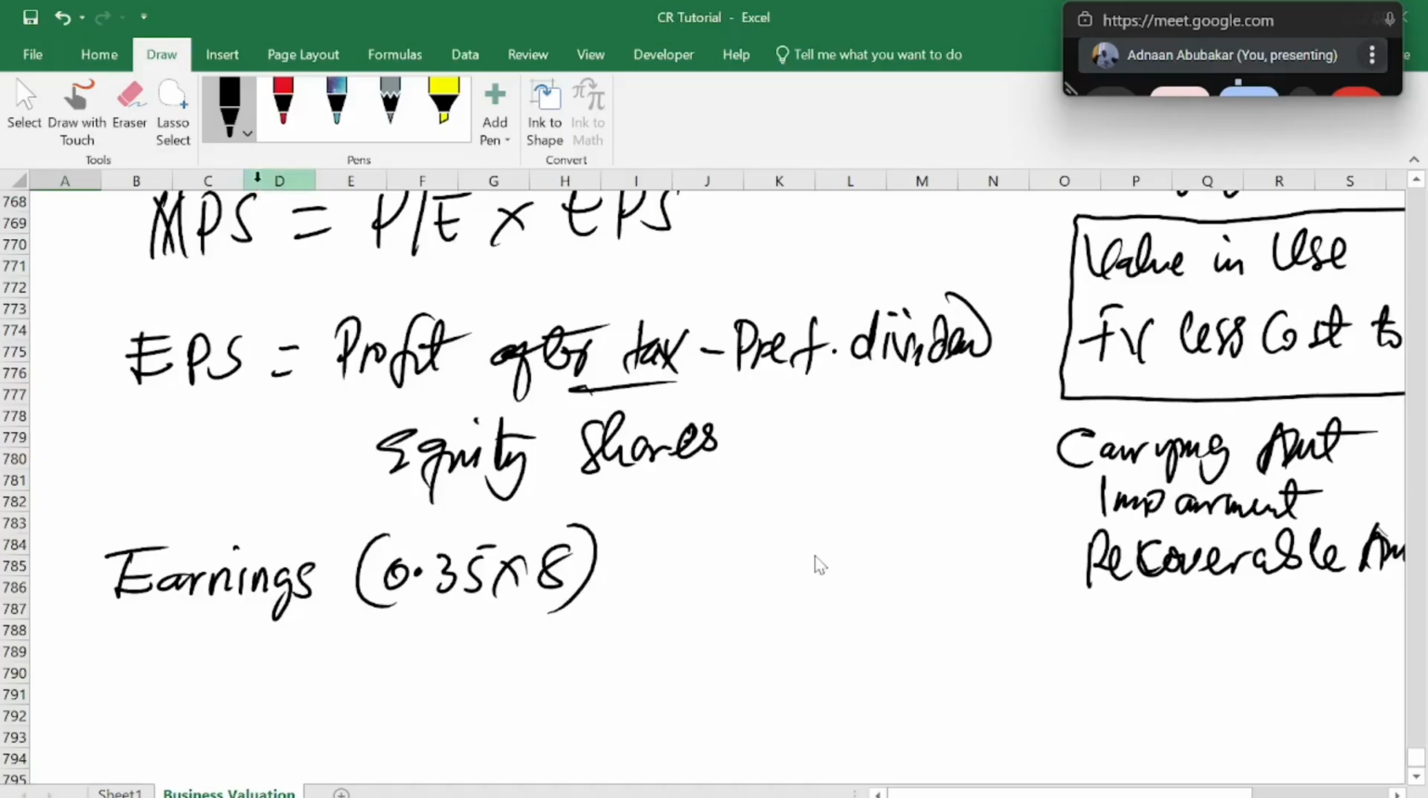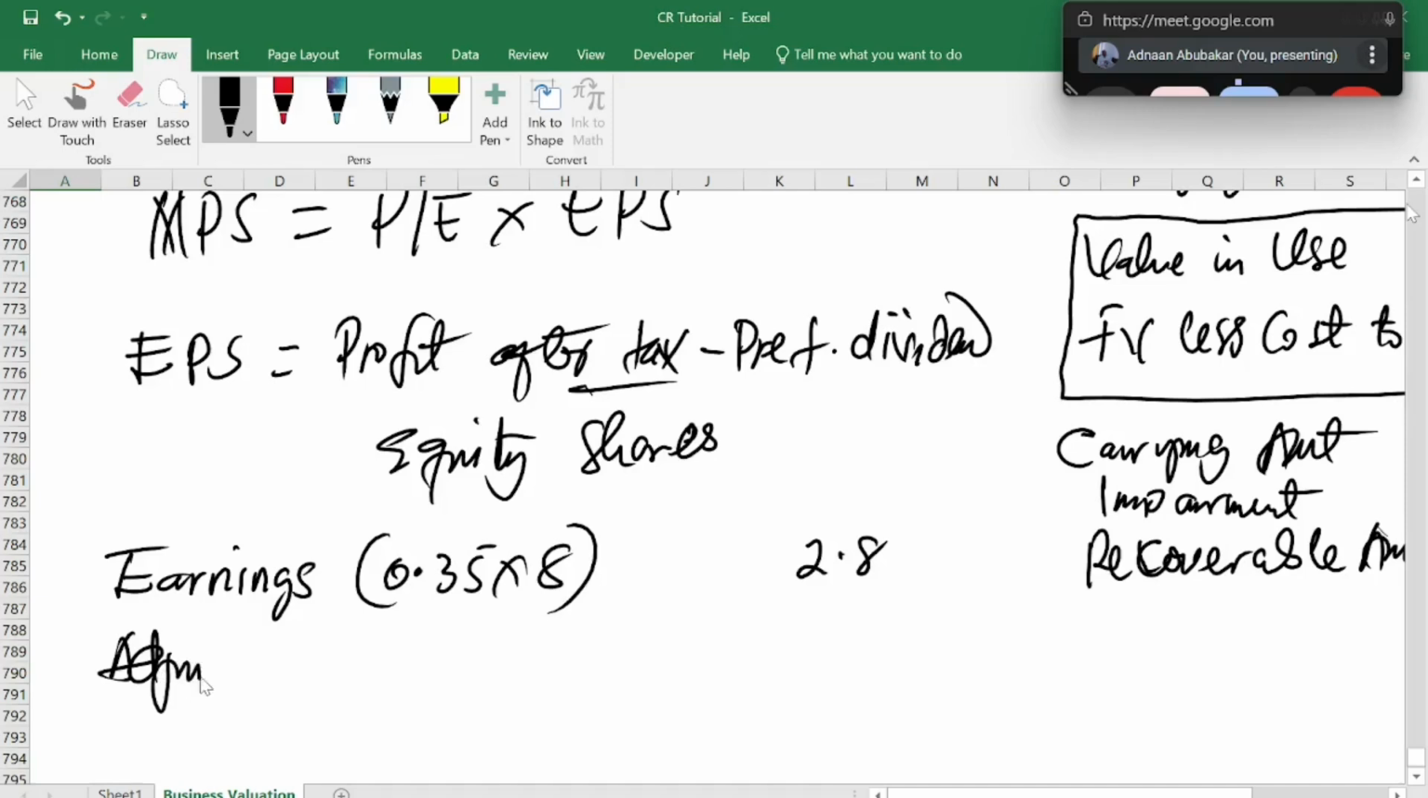0.35 times 8 is 2.8. Are you following? Now 2.8 is giving you your earnings. When you are done, you will then do a certain adjustment.